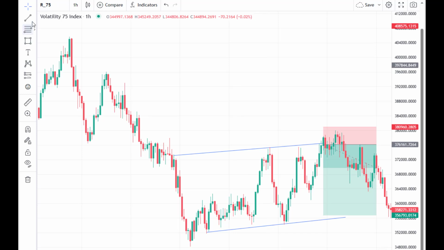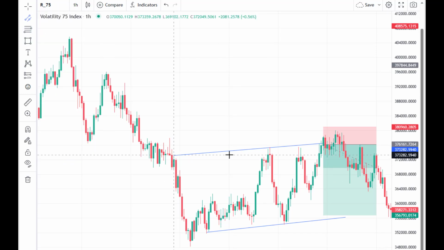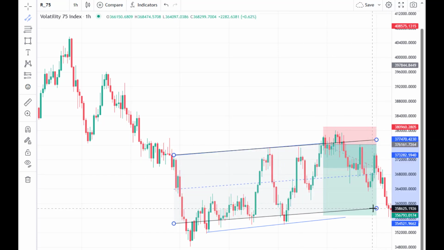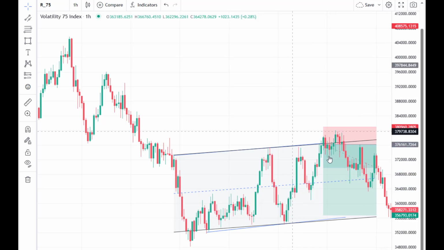So sometimes I can use the parallel channel tool, and then I just drag. Once I drag from the parallel channel tool, it's just going to sketch it out, and automatically it's going to come out with something below. It will just plot the below for you, because of this kind of uniformity.